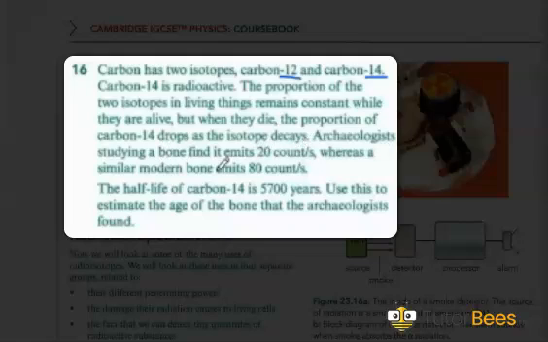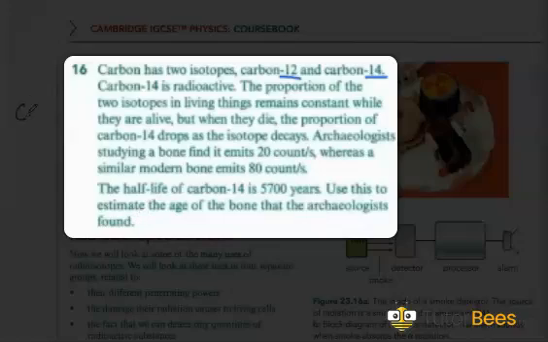Archaeologists studying a bone find it emits 20 counts per second, whereas a similar modern bone emits 80 counts per second. The half-life of carbon-14 is 5,700 years. Use this to estimate the age of the bone that the archaeologists found.